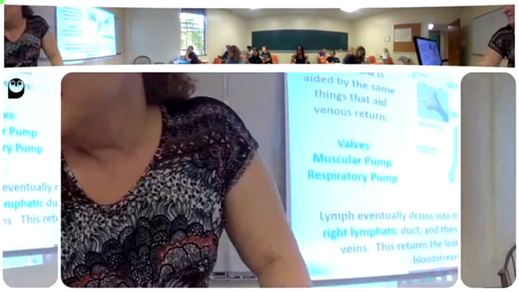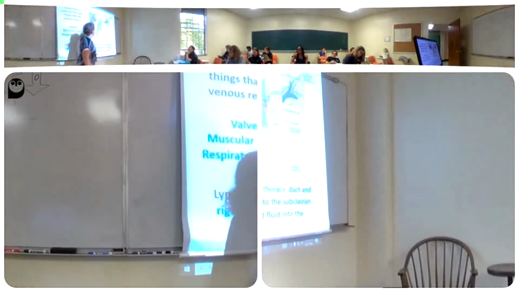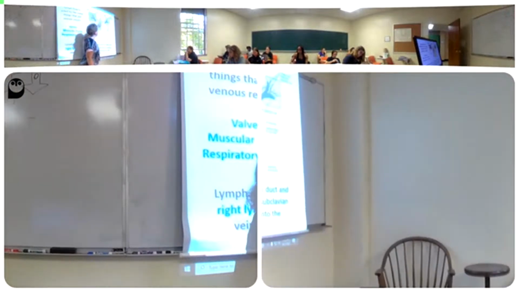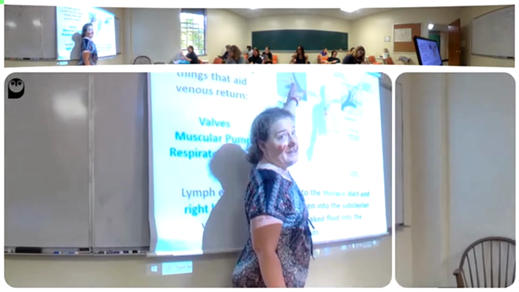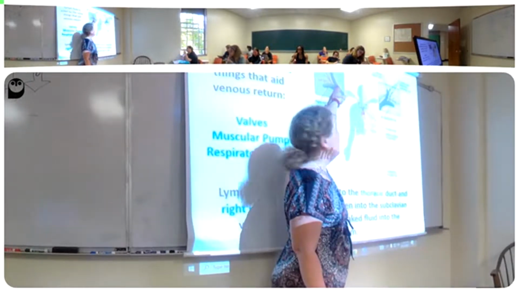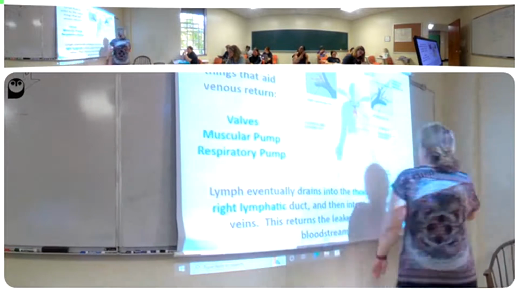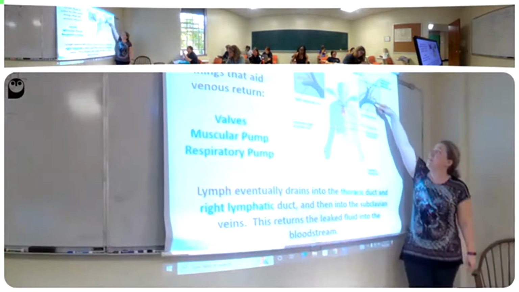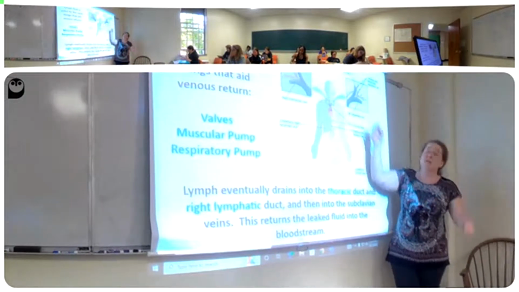The parts of the body color coded purple, all of that lymph coming from those places is heading for your right subclavian vein through this big lymphatic duct right there. And everywhere else in the body, the lymph is eventually moving into the left subclavian vein. So that's where it's heading.